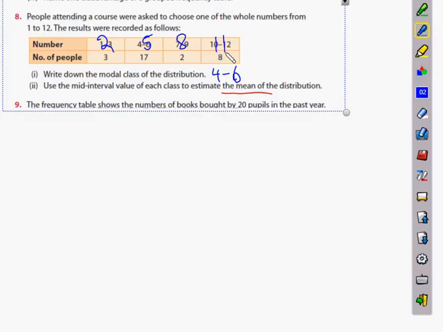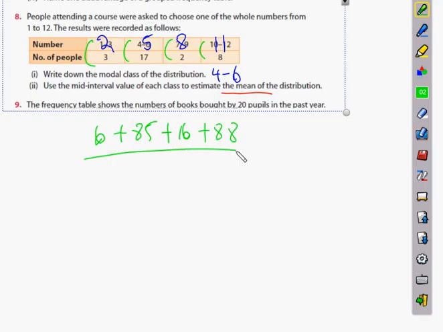Imagine 3 people said the number 2. 17 people said the number 5. 2 people said the number 8. And 8 people said the number 11. We're going to get the mean the same way we did the first time. You're going to multiply these by each other. You get 6 plus 85 plus 16 plus 88.